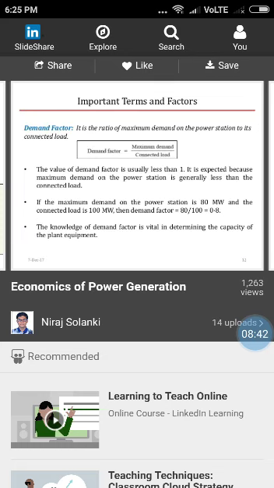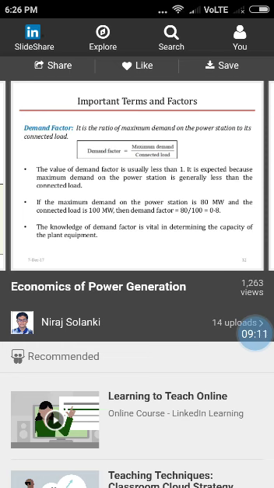Demand factor. It is the ratio of maximum demand on the power station to its connected load. Demand factor is equal to maximum demand divided by connected load. The value of demand factor is usually less than 1. It is expected because maximum demand on the power station is generally less than the connected load.